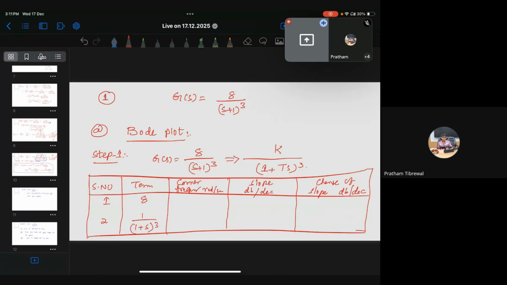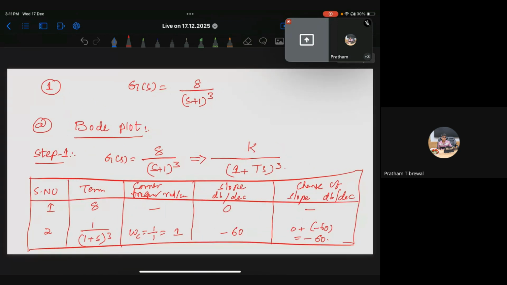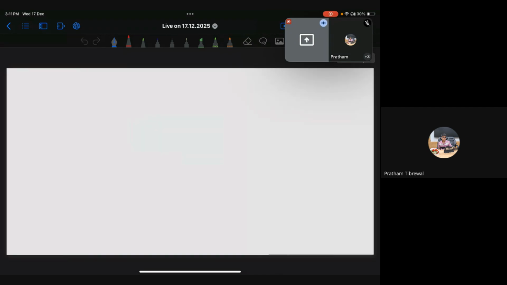Here for the first term there is no corner frequency. Here omega c is 1 by 1, so that is 1. Here the slope is 0, and here the slope is minus 60. There is no change of slope for the first because there is no other slope. Here 0 plus minus 60, which is nothing but change of slope is minus 60. I hope this is clear. So next step, step 2.